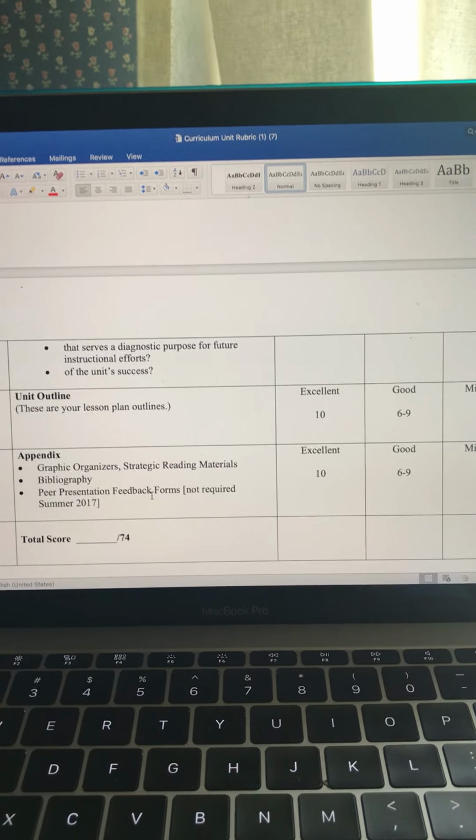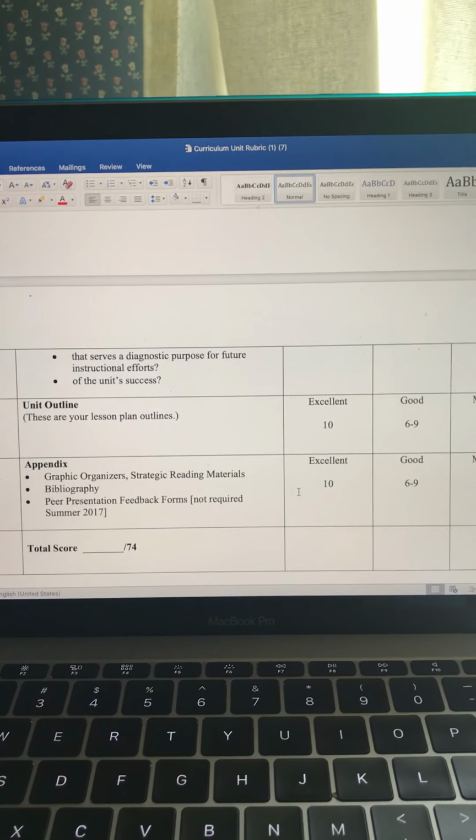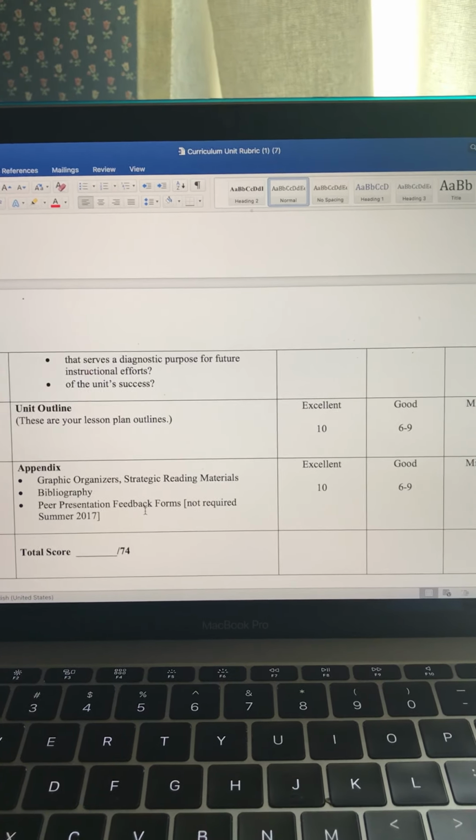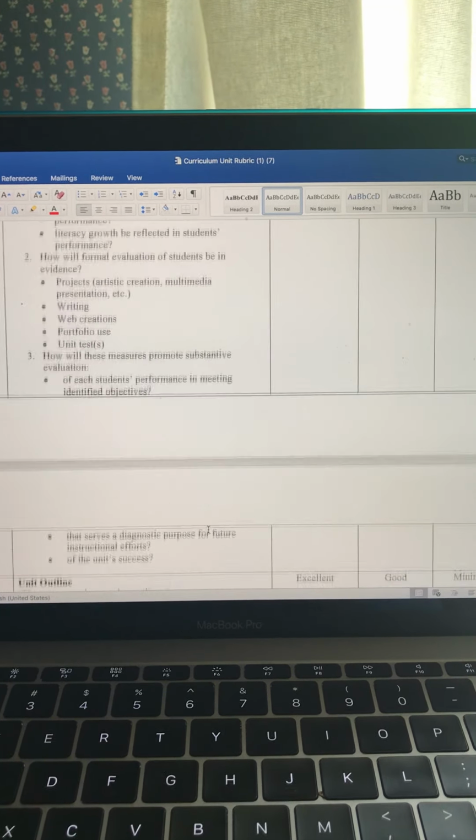2019. You do not need to worry about a peer presentation because in summer classes there is no time for that. So please don't worry about that. You will not have any points deducted for not presenting this to a peer at this point.